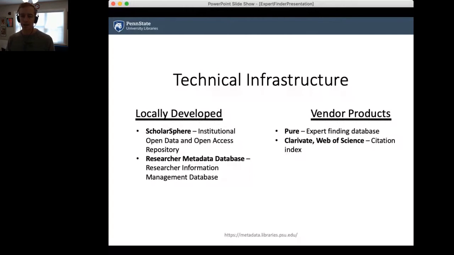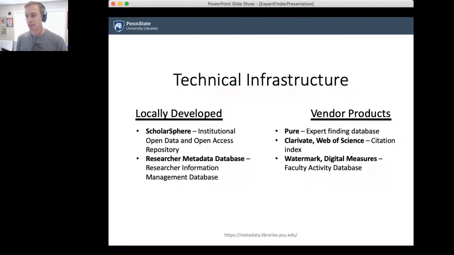And next we have Digital Measures from Watermark. So this is another application of database of faculty reporting. So where Pure and Clarivate we're using primarily for publication information, Digital Measures is a system that has more information related to the faculty member than those other two databases specifically. So it has things like student reviews of courses, biographical information. Additionally, it's a system that faculty can control the data and verify it annually.